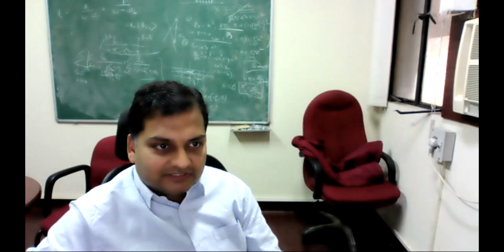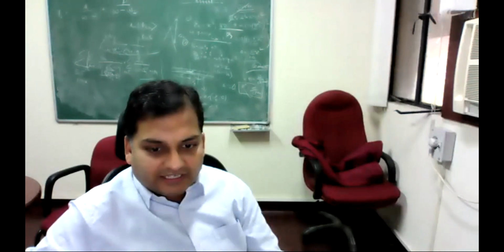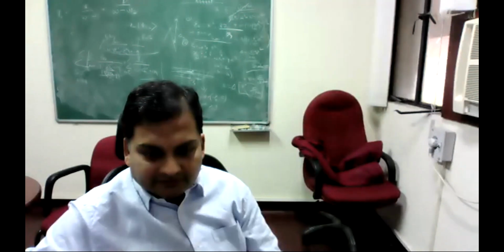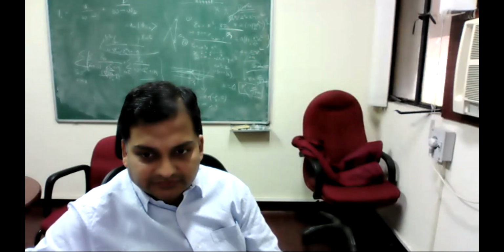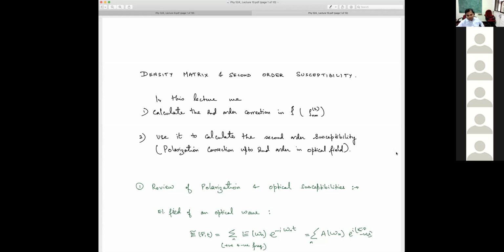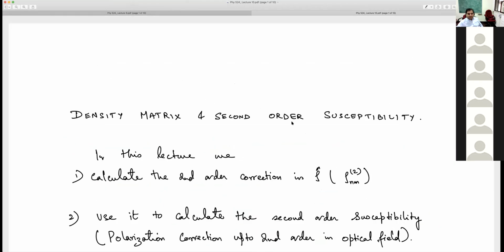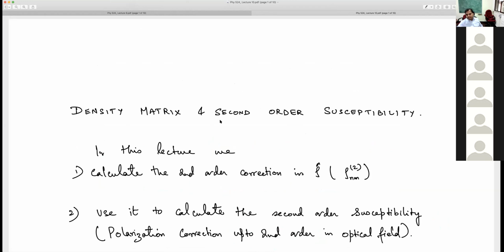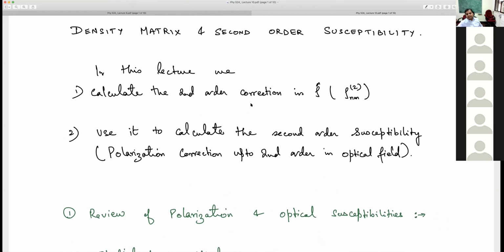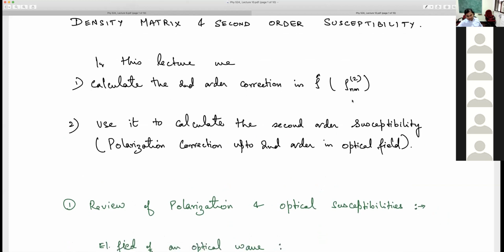So then I'll just continue along these lines and calculate the second order corrections. Okay. So let me just share screen for another set of lecture notes. Okay. So today we'll specifically talk about the density matrix and second order susceptibility, so the quadratic calculation of the polarization function. Explicitly, we will calculate the second order correction in rho, or rho nm superscript bracket 2, and use this second order density matrix to calculate the susceptibility, or the polarization correction up to second order in the optical field, as I already mentioned.